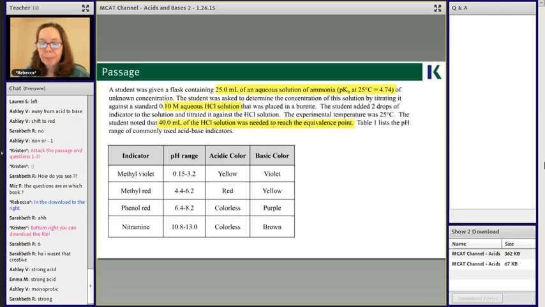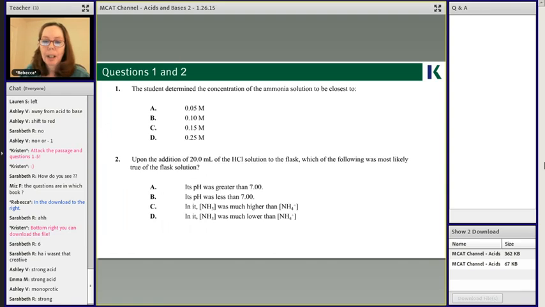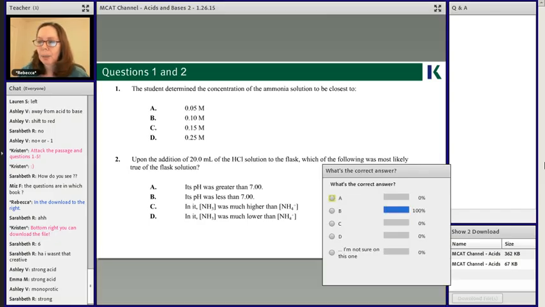Now, let's take a look at our first question. Question 1. The student determined the concentration of the ammonia solution to be closest to, oh, and you know what, I need to find our poll. I forgot to bring that up. There it is. Okay. So let me clear this for you. There you go. You can fill your answers in as we go.